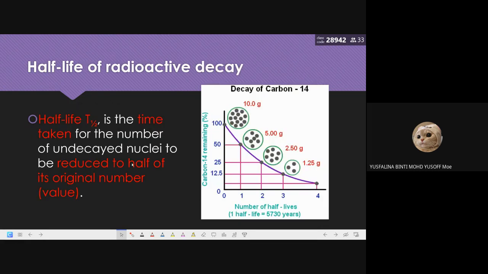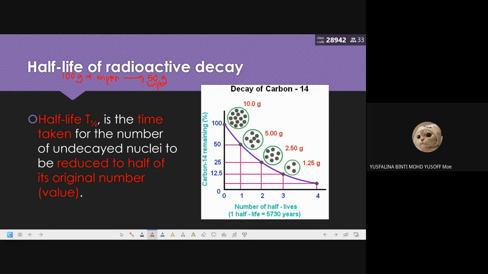Okay, the next part is the half-life. So what is the half-life? Half-life is the time taken for the number of undecayed nuclei to be reduced to half of its original number. So what does it mean? Let's say I have 100 gram of krypton, and then it will decay. The krypton will decay until it becomes 50 gram, until it becomes half of the original mass.